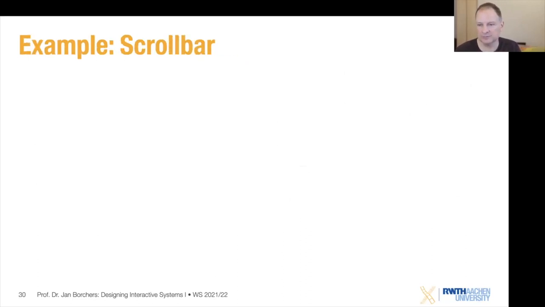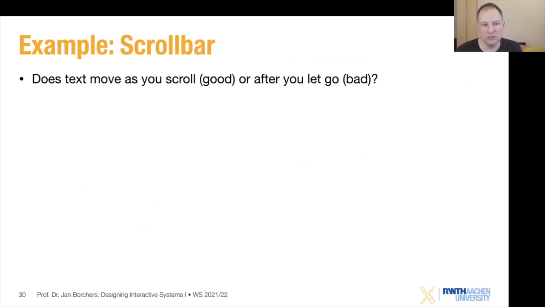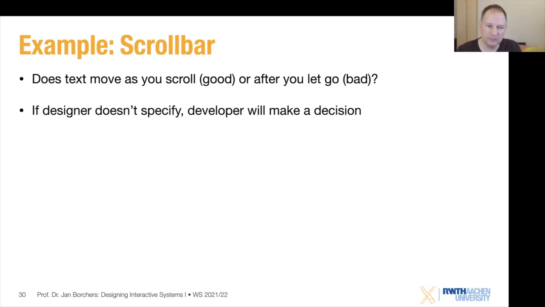Let me give you a very simple example. Take a scroll bar. We've all seen scroll bars. How does it work? Does it scroll text as you move it? Does the text move as you move the scroll bar? So the text moves with the scroll bar, which is good. Or do you drag it to a target location, and only when you let go, the text jumps to that new location? I've seen both. They both exist. And it's clear which one will get implemented if the designer doesn't specify what to do. Both are possible behaviors. The left one is better, the continuous update with the scroll bar.